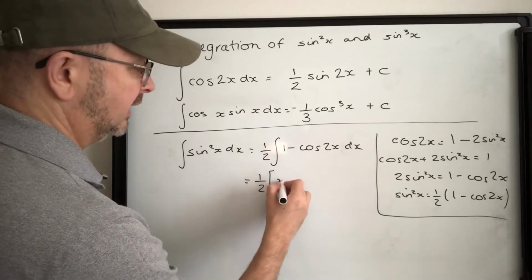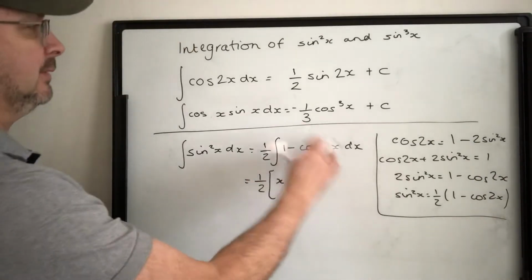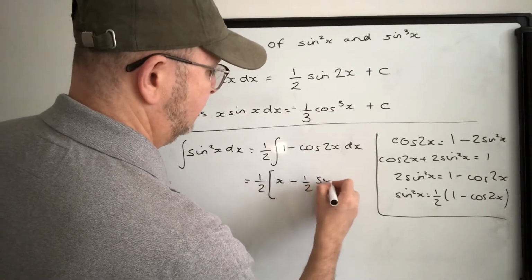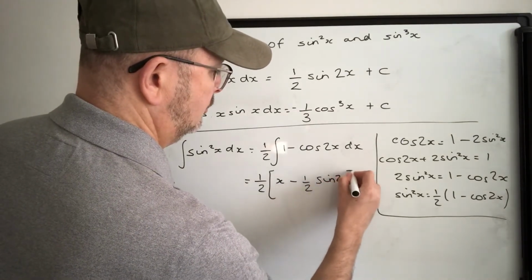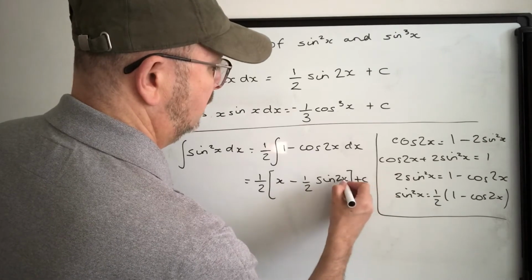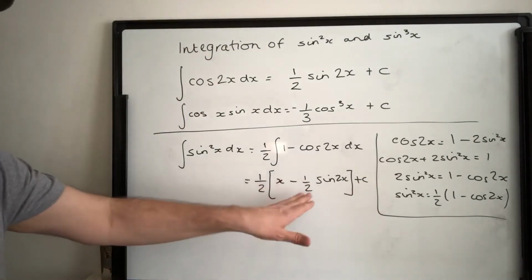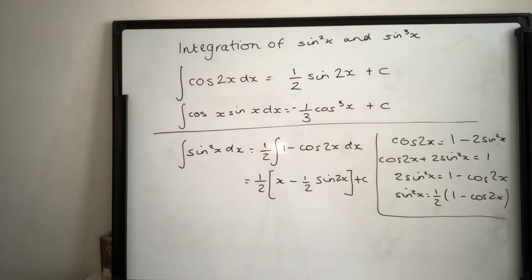Integrating 1, you just get x. Integrating cos 2x, and this is where this formula comes in, you get a half sine 2x. And let's add on the c. And if you want to, you can expand out those square brackets and call that half x minus a quarter sine 2x plus c.